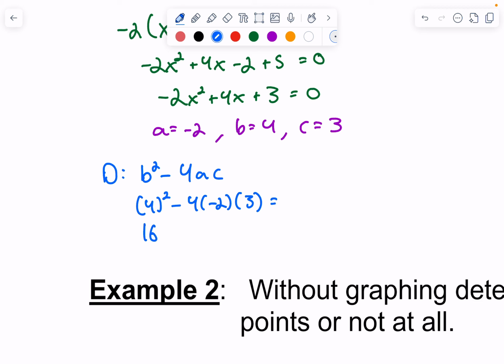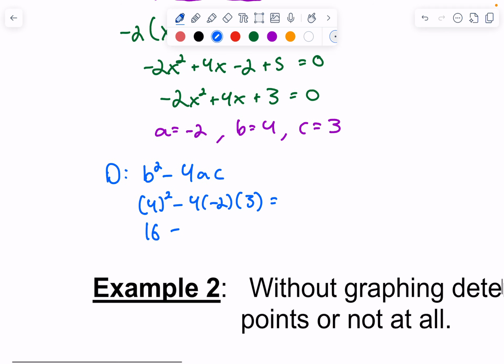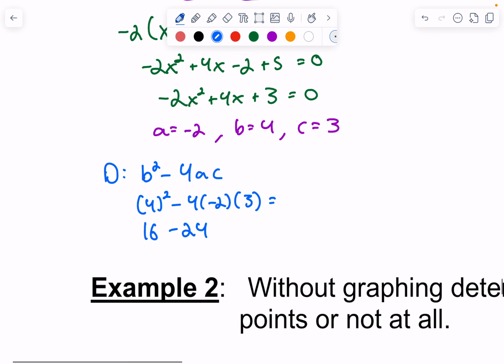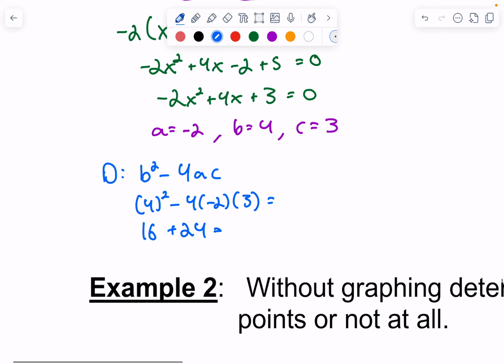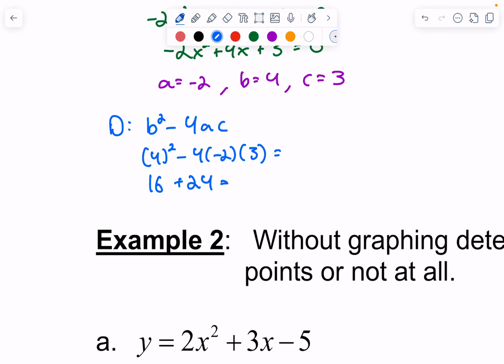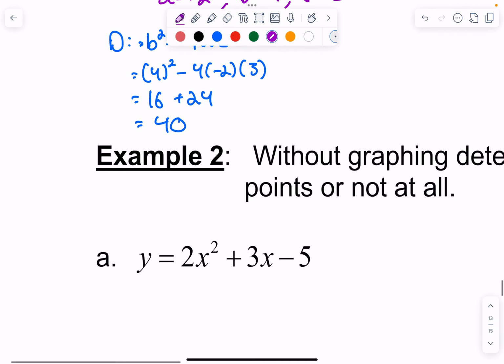16 minus, so what would that be? Minus 4 times negative 2 is 8. 8 times 3 is 24. And that's positive because it's two negatives, that'd be positive. So it equals 16 plus 24, which is 40. Well, again, that 40 is not an x-intercept.